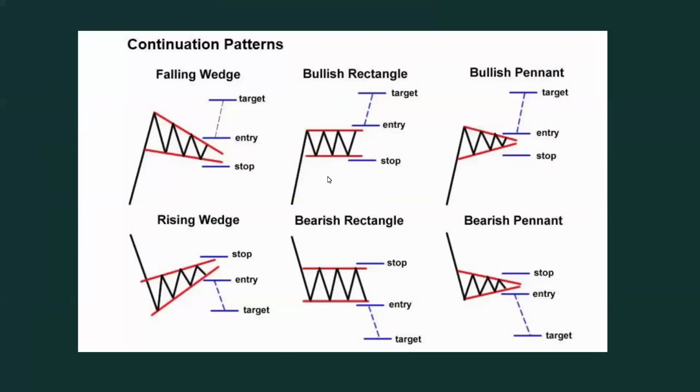So let us take a look at the continuation patterns. This bullish rectangle shows a sideways trend. This is a point where a lot of traders see these patterns. They are expecting a breakthrough at this point. Usually the entry level will start over here. When there is a breakthrough, it will continue to go up. So this is the pattern of traders looking forward to the breakout.